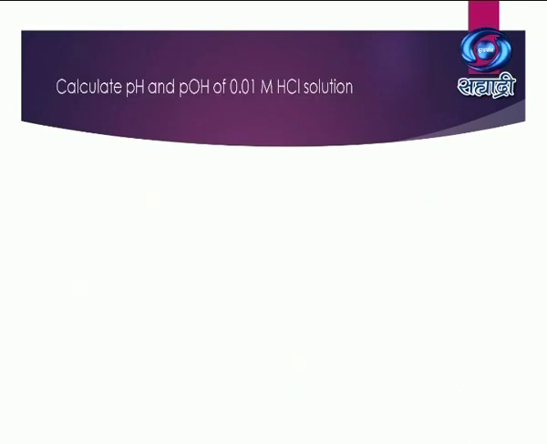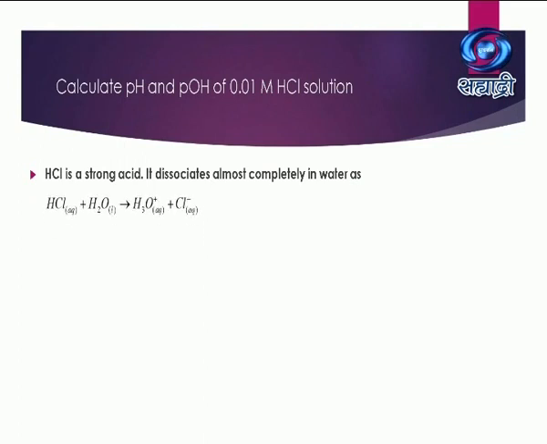So the first problem is calculate pH and pOH of 0.01 molar HCl solution. So HCl is a strong acid, so it dissociates completely in water as HCl aqueous plus H2O liquid gives H3O plus aqueous plus Cl minus aqueous. H plus ion concentration is concentration of acid given because it is strong acid, so it is 0.01 molar, that is 1 into 10 raised to minus 2 moles per liter.